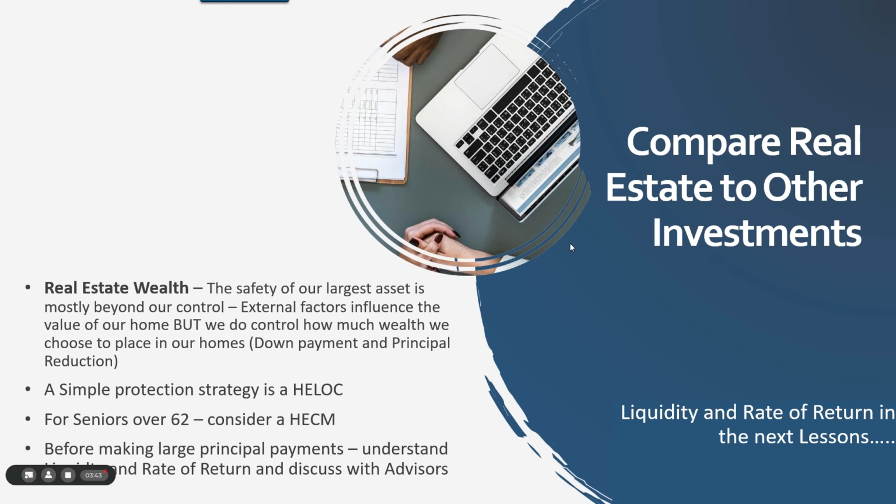A very simple strategy for protecting the wealth in your home is a home equity line of credit. That means you can access wealth in your home at any time by writing a check or doing a draw on that line of credit. That's one way to protect the wealth in your home. For seniors over the age of 62, you could also consider a home equity conversion mortgage, also known as a reverse mortgage, which is a completely different set of lessons. Before making any large principal reductions, make sure you understand safety, liquidity, and rate of return, and discuss those decisions with the important advisors in your life.